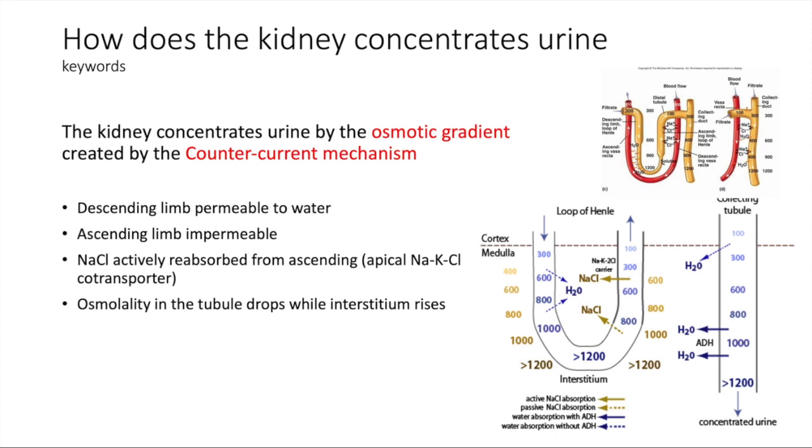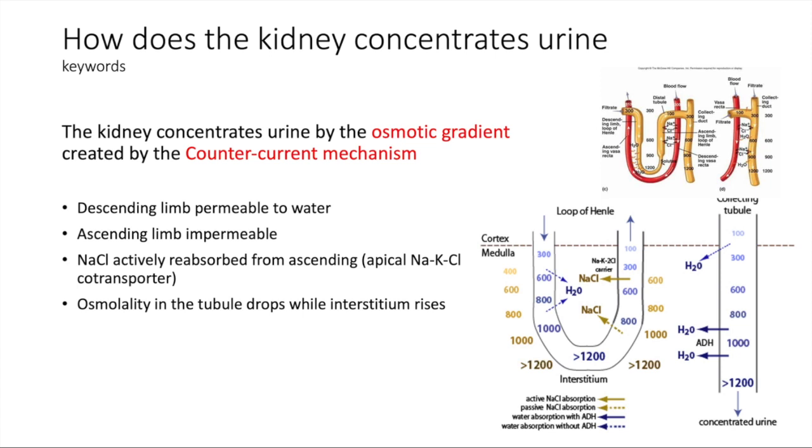The important annotations of the diagram include the descending limb being permeable to water, while the ascending limb is impermeable. The sodium chloride is actively reabsorbed from the ascending limb and water passively moves by osmosis into the interstitium. Also, annotate the extreme osmolality on both ends of the tubule, 100 milliosmol in the cortex and 1200 milliosmol in the inner medulla, because it tells you how dilute or concentrated our urine can be.